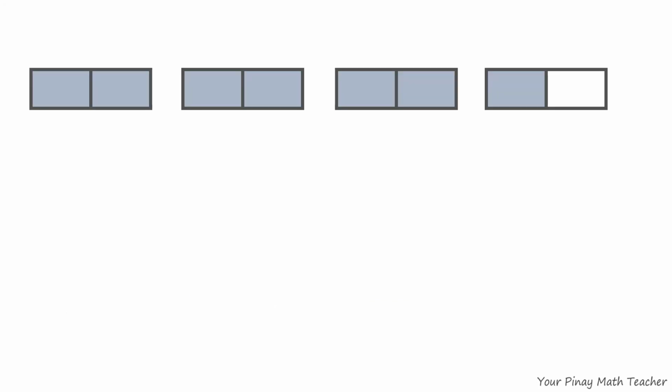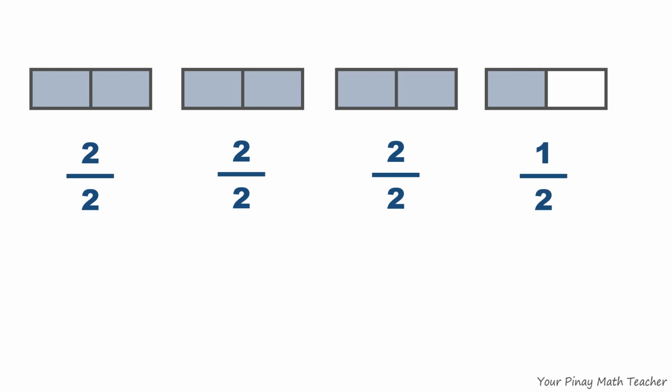How about this? What fraction of the whole figure is shaded? Each whole is divided into 2 equal parts. For the first part, 2 out of 2 equal parts are shaded. So we have a fraction for the shaded part, 2 out of 2, or 2/2. Still the same with the second part, we have 2/2, another 2/2, but for the last part, we only have 1 out of 2 that is shaded. That is why we have the fraction 1 out of 2, or 1/2.